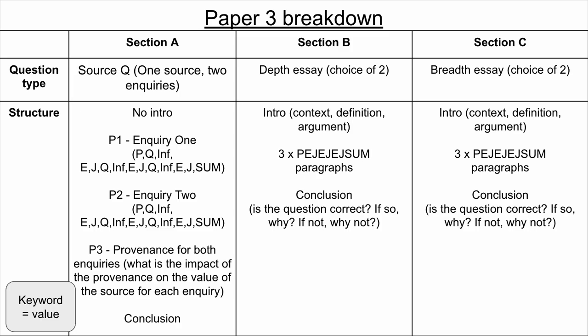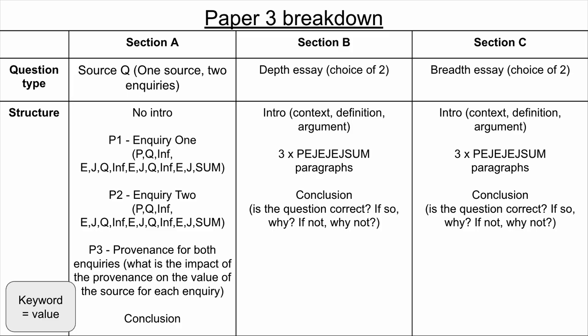So section A is a source question. Section B is a depth essay. Section C is a breadth essay. So for paper 3, section A source questions, you have 1 source, but there's 2 ways that you're being asked to look at it, 2 inquiries. So following this structure, again, I've done a video on this that you can look at. No intro. Paragraph 1 is focused on inquiry 1. Paragraph 2 is focused on inquiry 2. Paragraph 3 is looking at the provenance of the source for both inquiries.